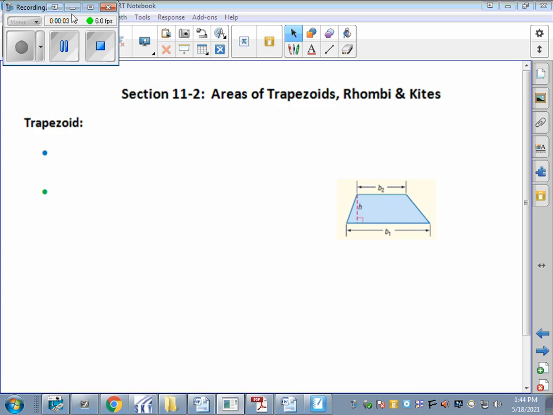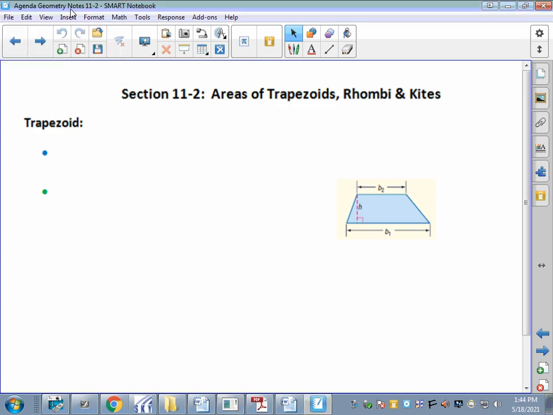Hi, geometry students. Let's get going with section 11.2. Hopefully you found 11.1 pretty easy, except maybe a little occasional side work. Section 11.2 is areas of trapezoids, rhombi, and kites. Again, we talked about these when we talked about four-sided figures, but we didn't talk so much about the areas.